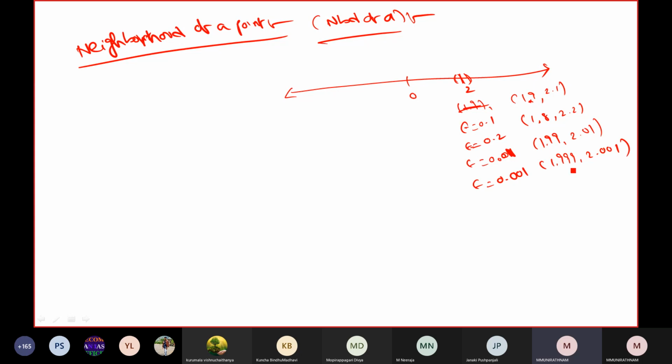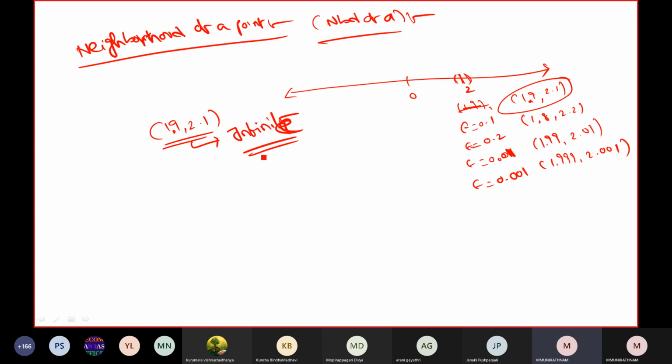So that is the set of points. How many points are there between 1.9 and 2.1? Anyone? Infinity points, not countable, sir. Yes, there are infinitely many points.